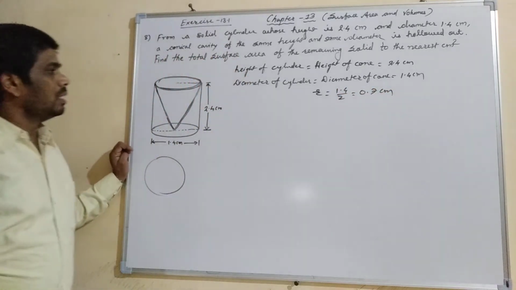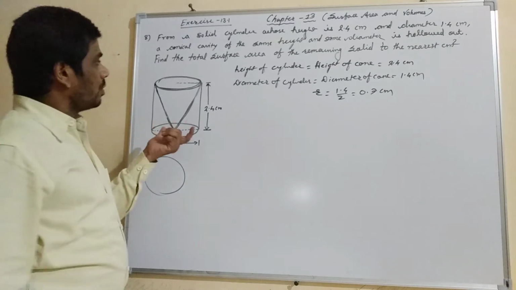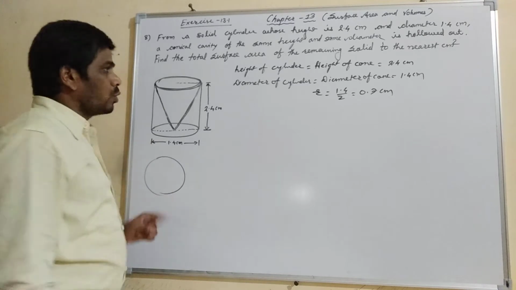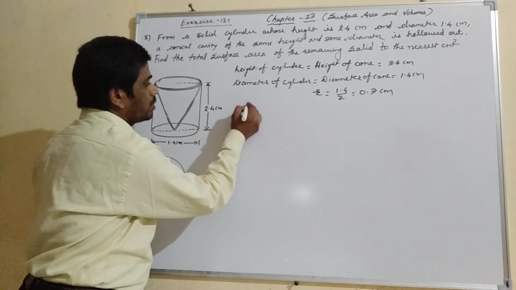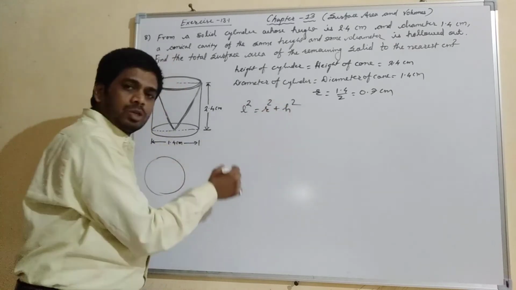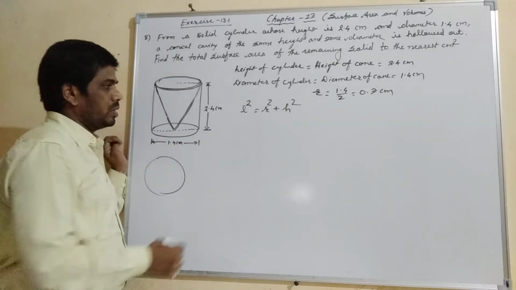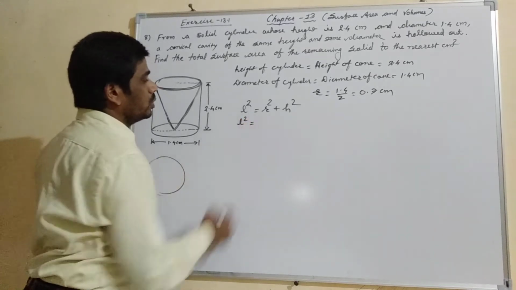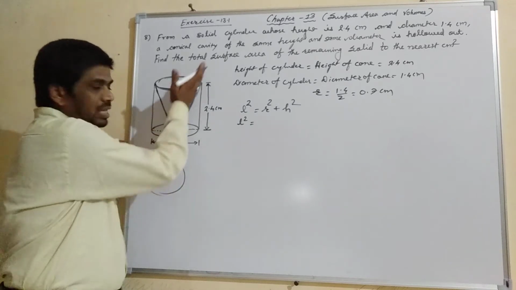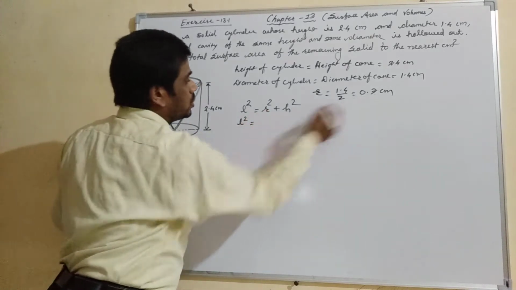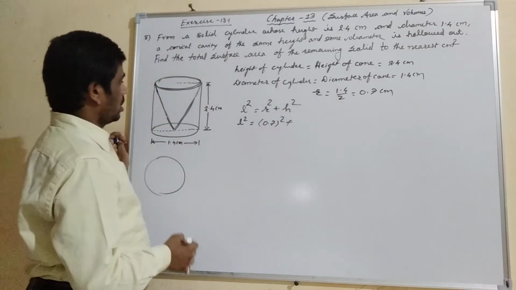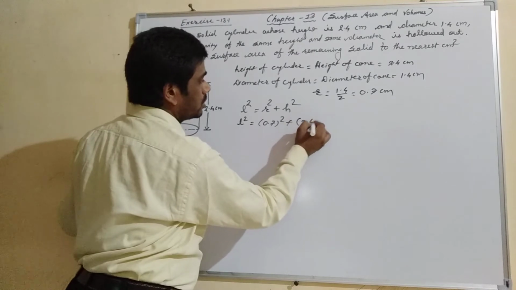Now here, for the curved surface area of a cone we require L. So first we will find L. You know the formula, L square is equal to R square plus H square, or L is equal to square root of R square plus H square. L is the slant height, so we have to find this slant height. R is given 0.7, so 0.7 square plus H is given 2.4, so 2.4 square.